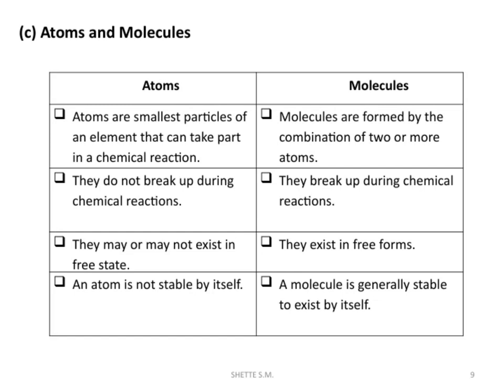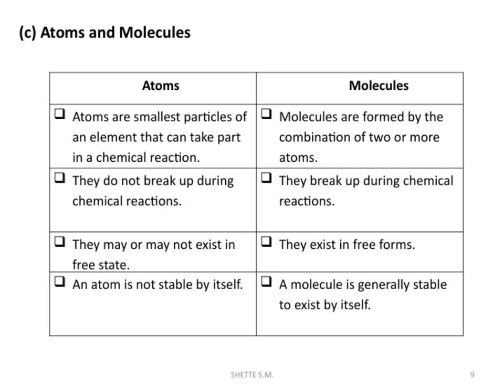Let's look at the difference between atoms and molecules. Atoms are the smallest particles of an element that can participate in a chemical reaction. Think of them as the basic building blocks. Molecules, on the other hand, are formed when two or more atoms combine. An important point here is that molecules do not break apart during chemical reactions. They stay intact unless a specific reaction causes them to break down.